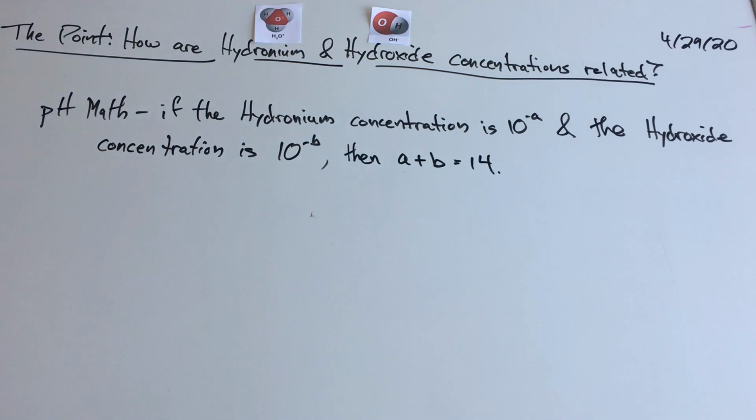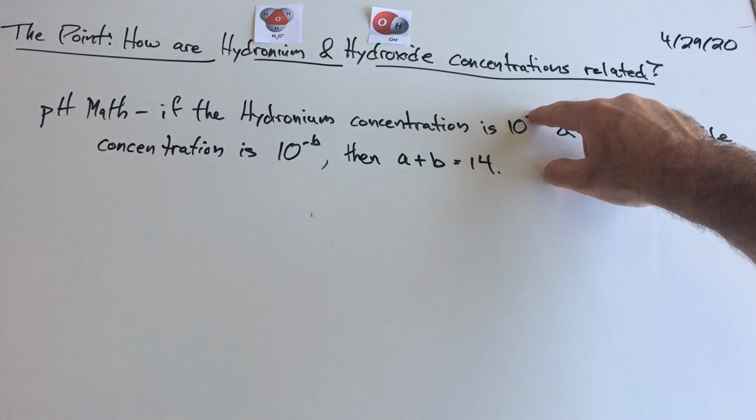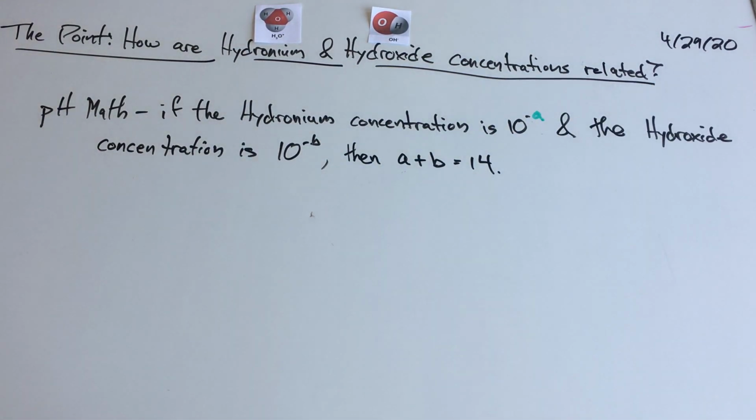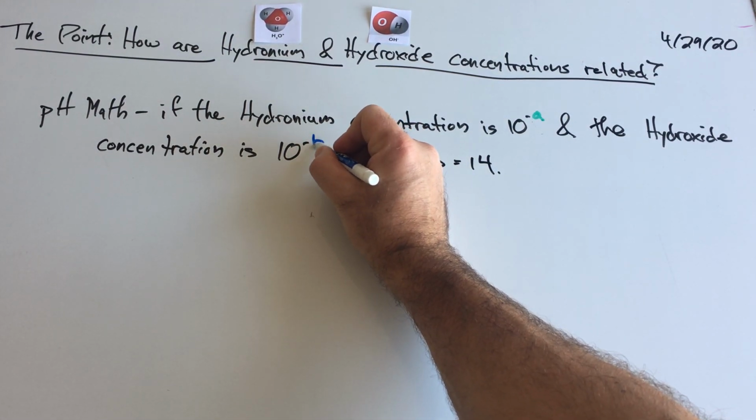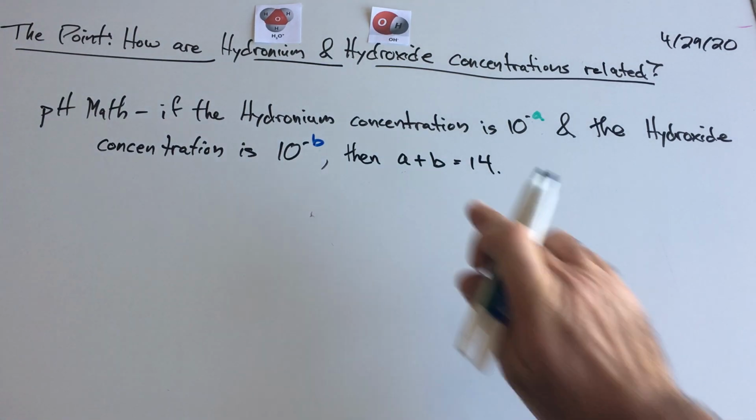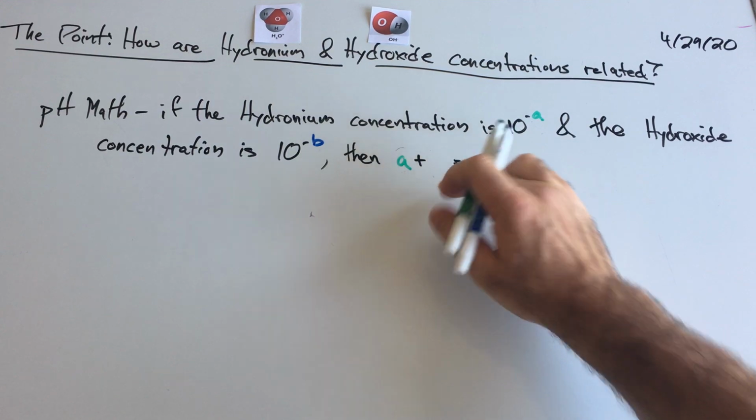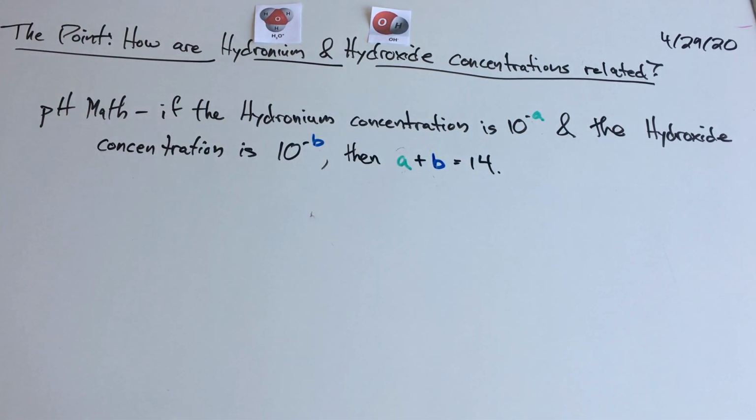And I'm going to color code it. It doesn't have to be color coded in your notes, but I'm going to color code it. I'll make A green. Aren't all acids green? No, actually they're clear. Oh, okay. And B, I'll make that blue for base. And then that means that A plus B is 14.